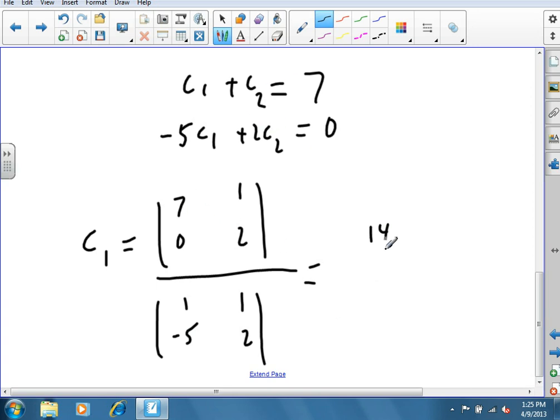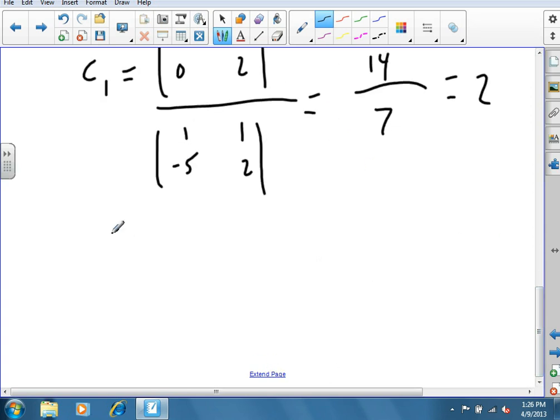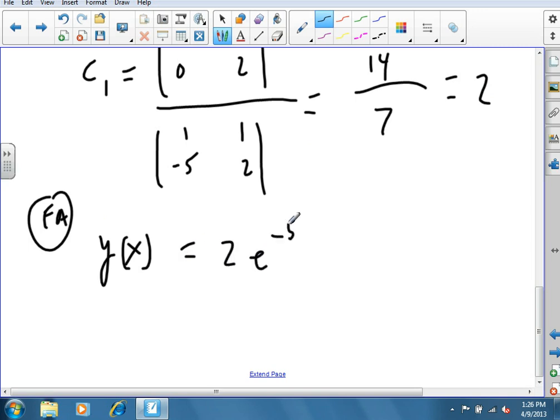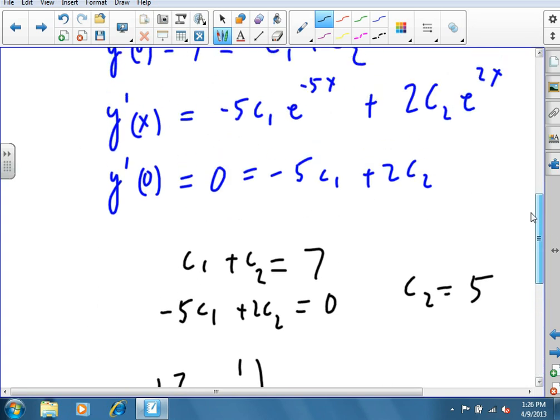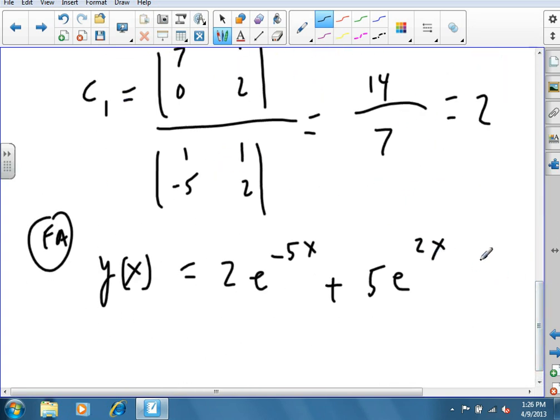So that's 14 divided by 5 plus 2 plus 5 is 7. So c1 is 2. Well, if c1 is 2, then c2 had better be 5. Okay, so 10 minus 10 plus 10 is 0. That checks. So we know what c1 and c2 are. So y of x, final answer, is equal to 2 e to the minus 5x plus 5 e to the 2x. So that'd be my final answer.